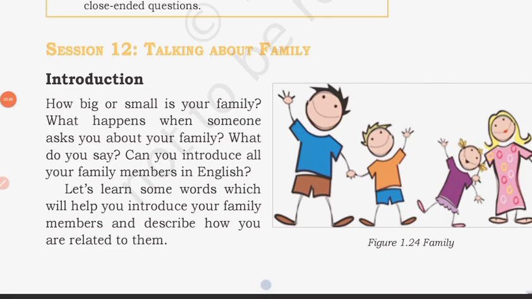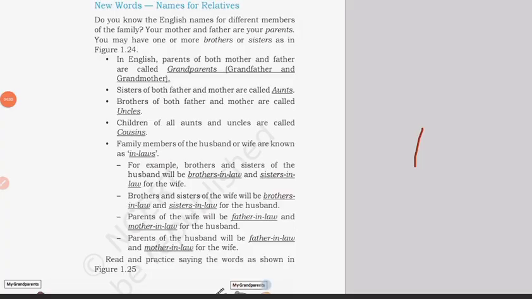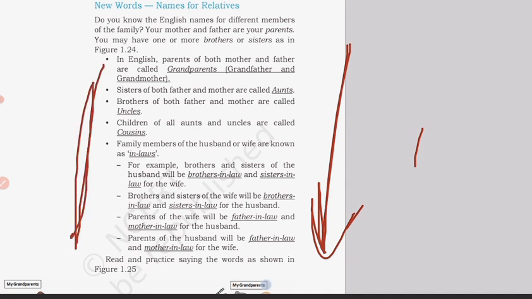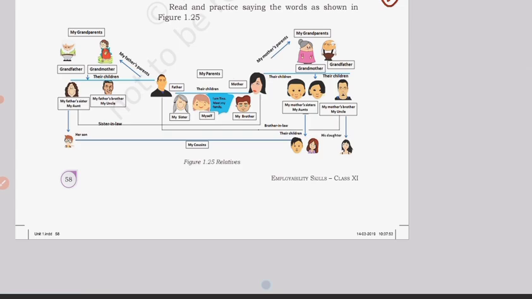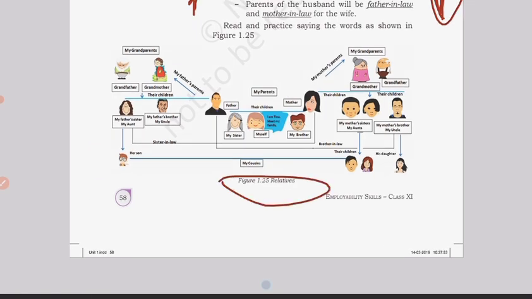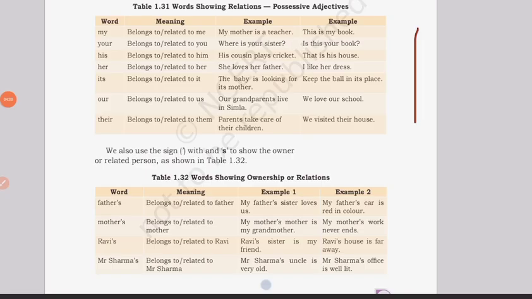Now in communication, it's also important to talk about your family. First of all, you have to understand how big or small your family is. These are really very general things, that is, names for relatives. I think all the things written over here we are familiar with, and the full relation is there. You can read these words showing the relation and the ownership, or relation, if you wish.